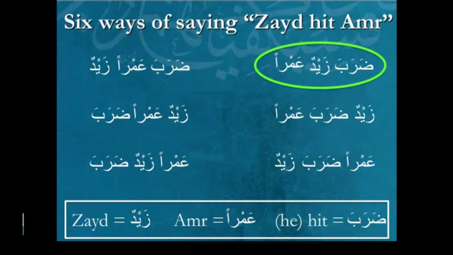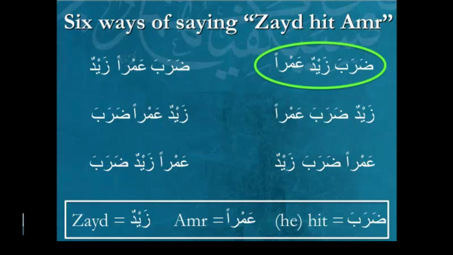You see? Okay, so you can pause the video and think about them somewhat. Okay, but essentially they all mean the same thing. They mean Zayd hit Amr. 6 different ways of saying Zayd hit Amr. You see? So what's the purpose of having so many? Everything else being equal, it is the one that's circled in green that you'd use.